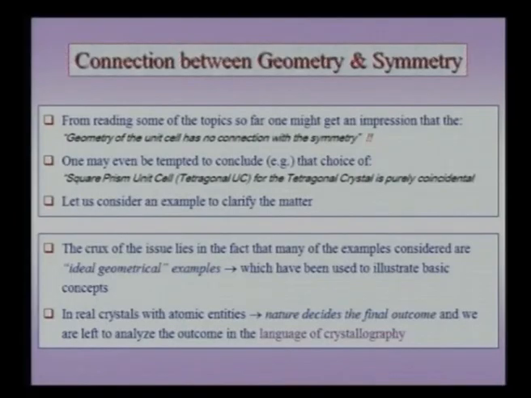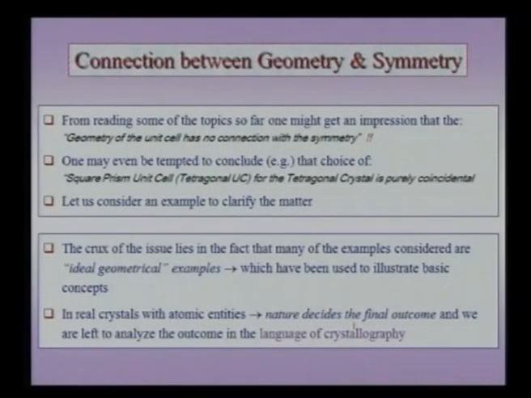So, coming back to the connection between geometry and symmetry, in real crystals with atomic entities, nature decides the final outcome and we are left to analyze the outcome in the language of crystallography. We will see some examples which we make ourselves. We could make crystals, for instance, out of this big entity in my hand. More examples we will see soon, but there are crystals which, even though we make them artificially in the laboratory or they may occur naturally, may be assembled by themselves. But in any case, if nature or an artificially synthesized crystal is made, then it is our job to analyze the outcome in terms of the language of crystallography. It is not that in every case we can make a crystal starting with any kind of motif or entity. Sometimes nature decides what will be the outcome.